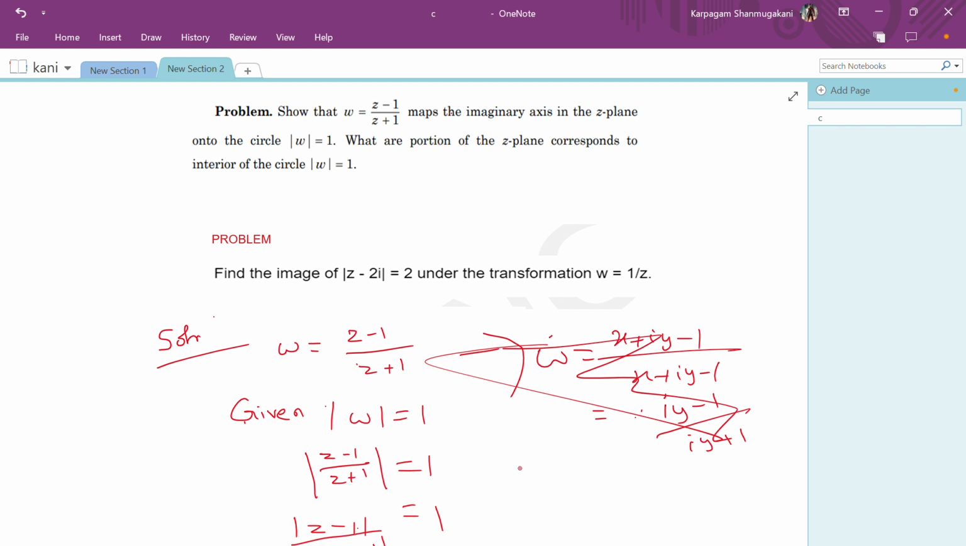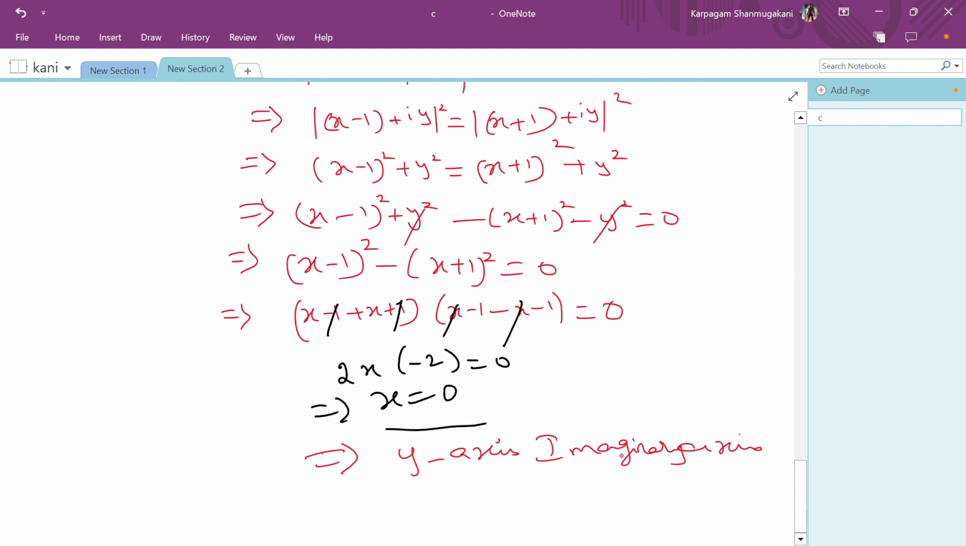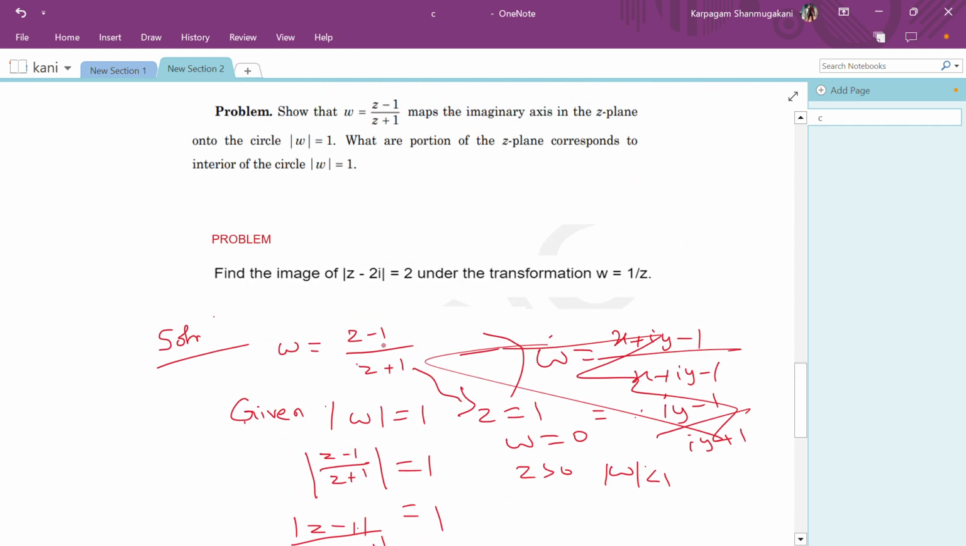So substitute z equal to 1, then w equal to 0. So z equal to 1 means w equal to 0. So x greater than 0 means modulus of w less than 1, that is the portion of the plane x greater than 0 corresponds to the interior of the circle modulus of w equal to 1. Interior points only.